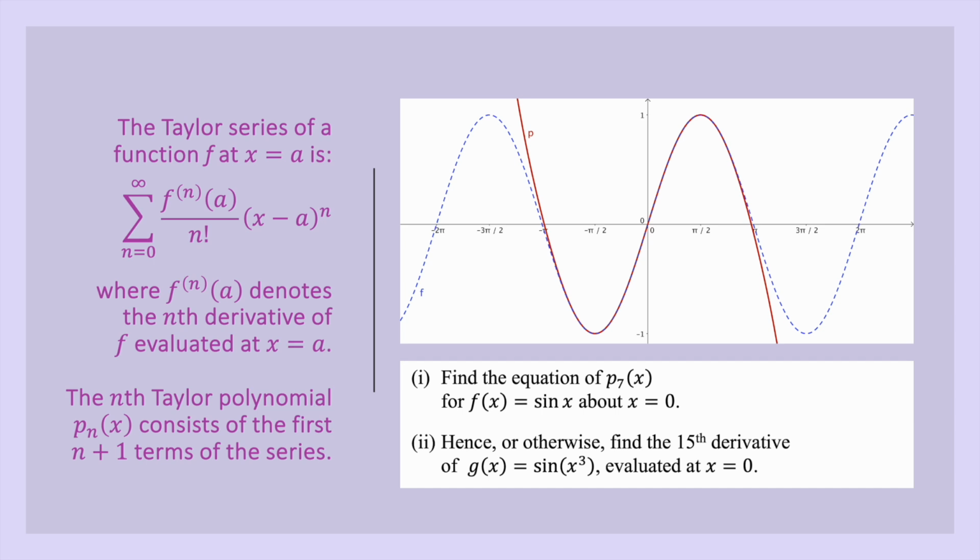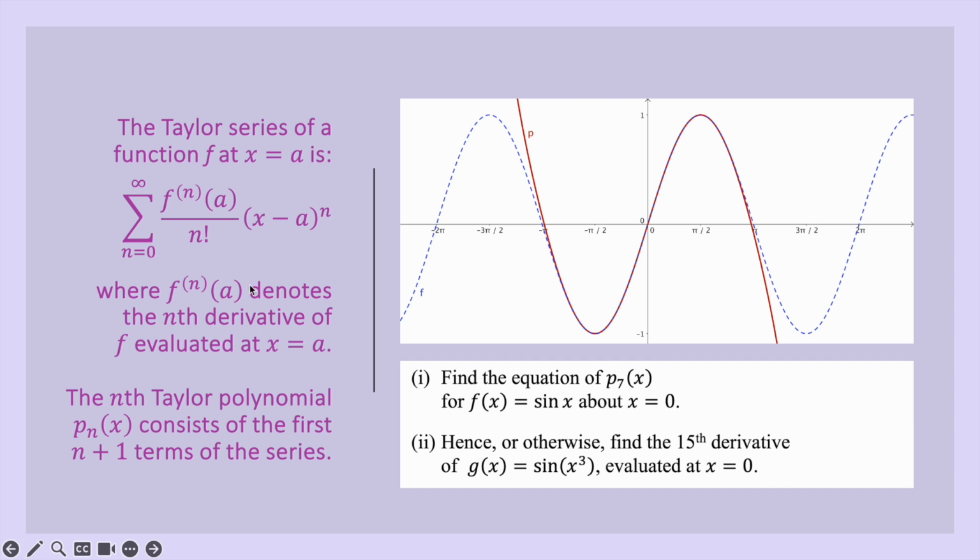The Taylor series of a function at x equals a is given by that beast of an equation. It's actually fairly straightforward. It's a sum. This here represents the nth derivative evaluated at a, so differentiation skills, dividing by n factorial and timesing by this bracket here to the power of n, which is just a polynomial. f^(n)(a) denotes the nth derivative. I've already said that.